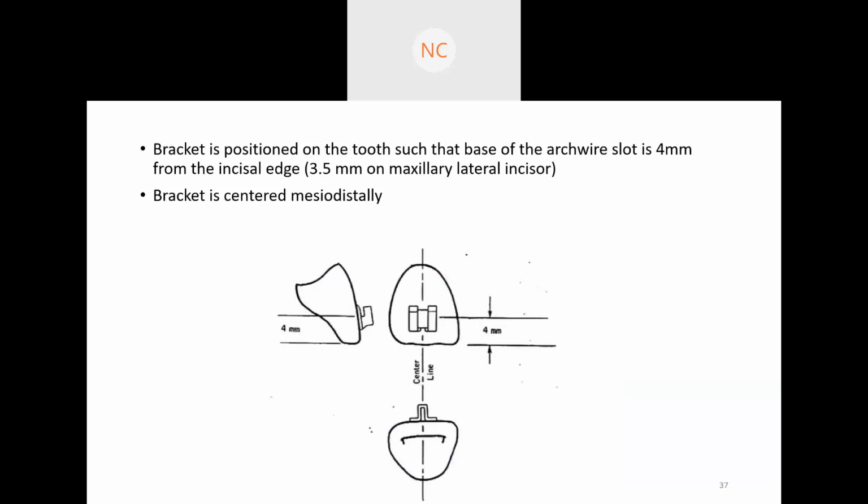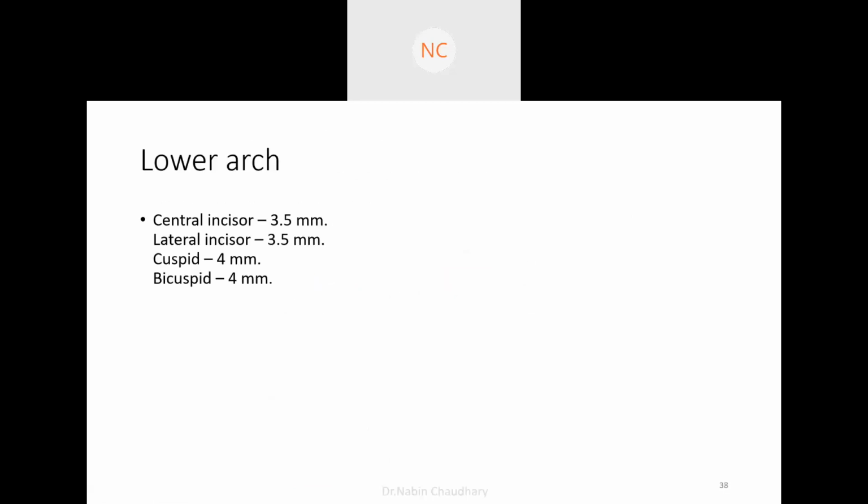The bracket is generally placed at a distance of 4 mm on the central incisor, and it is placed at the center mesiodistally. In the case of the maxillary lateral incisor, it is placed at a distance of 3.5 mm. Whereas in the lower teeth, the central and lateral incisors have a distance of about 3.5 mm, and in the case of cuspid and bicuspid, it has a distance of 4 mm in both teeth.